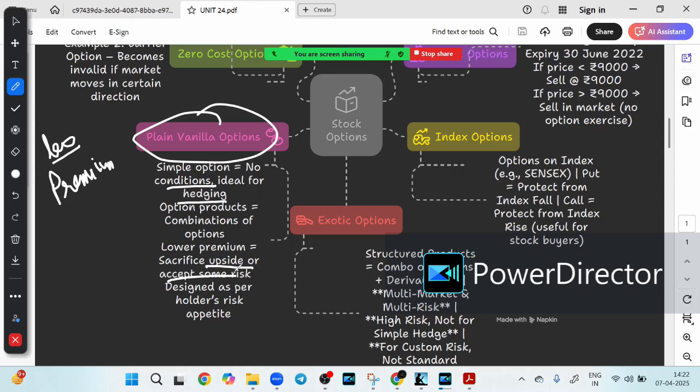There is a condition involved here. Because they are not paying a premium, they have to satisfy some condition. And the third option is called the exotic option.